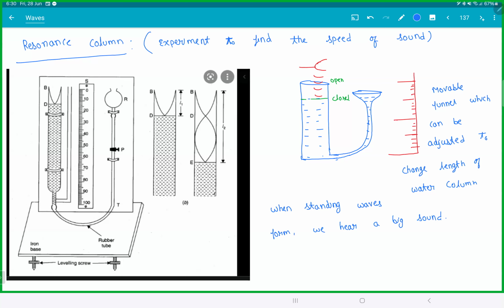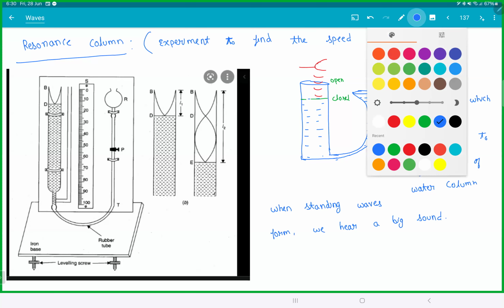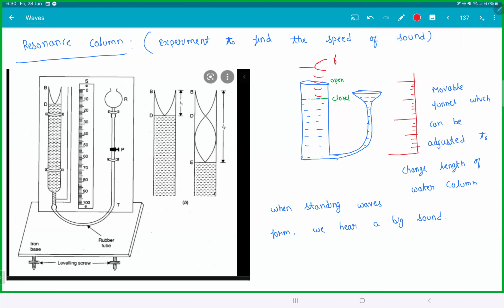Using this setup, we need to find the speed of sound. The only thing in your hand is the frequency of the tuning fork. You can change the length of the water column. Using these two things, we have to find the speed of sound. Is the setup clear, everyone? So this is what we do.